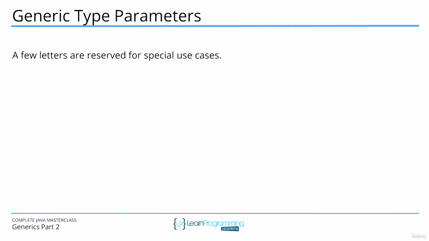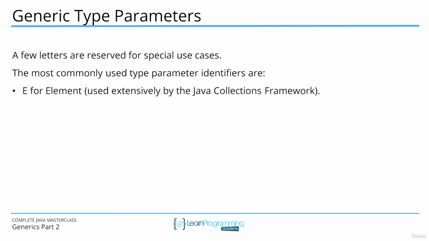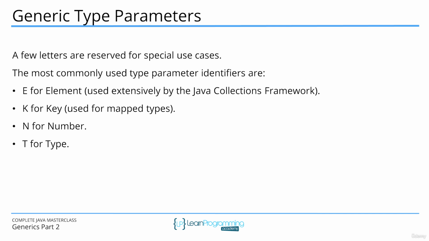A few letters are reserved for special use cases. The most commonly used type parameter identifiers are E for element, used extensively by the Java Collections Framework, K for key, used for mapped types, N for number, T for type, V for value, and S, U, V, etc. for second, third and fourth types.